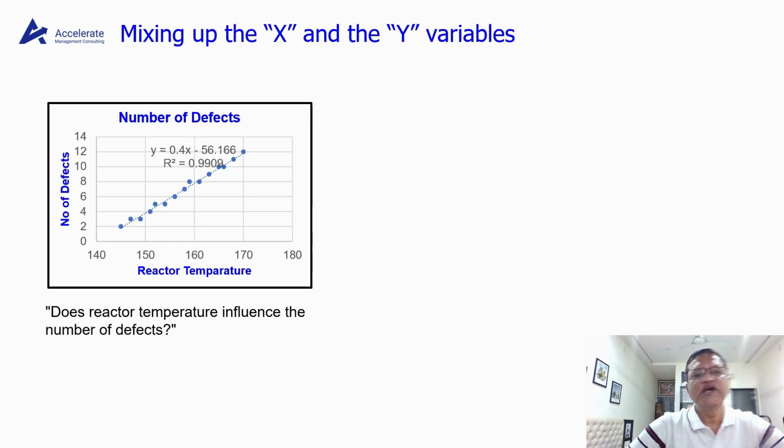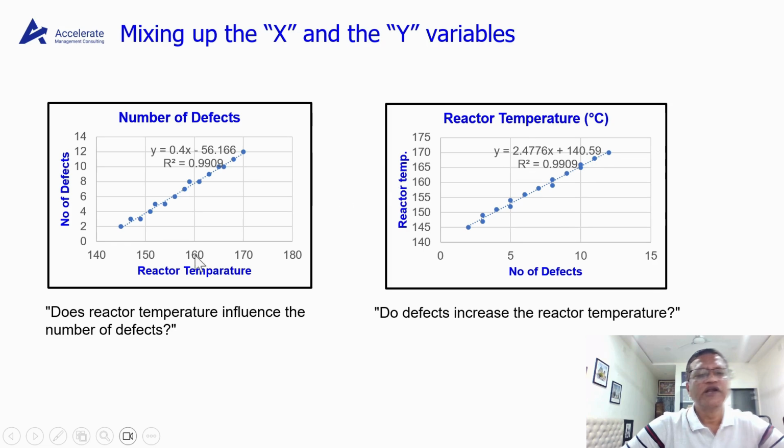Second mistake most of the time which happens is mixing up x and y variable. Now here we have taken the reactor temperature, which is x, and number of defects as y. But if you put it inversely, that is number of defect on x and reactor temperature as y, though the scatter plot would remain same, this would not give a correct result.